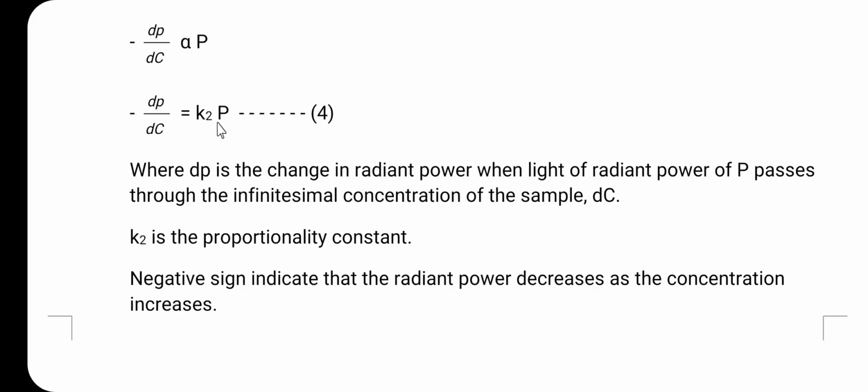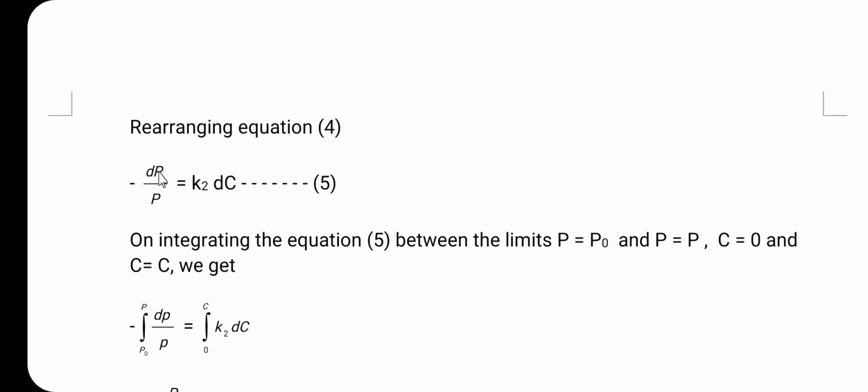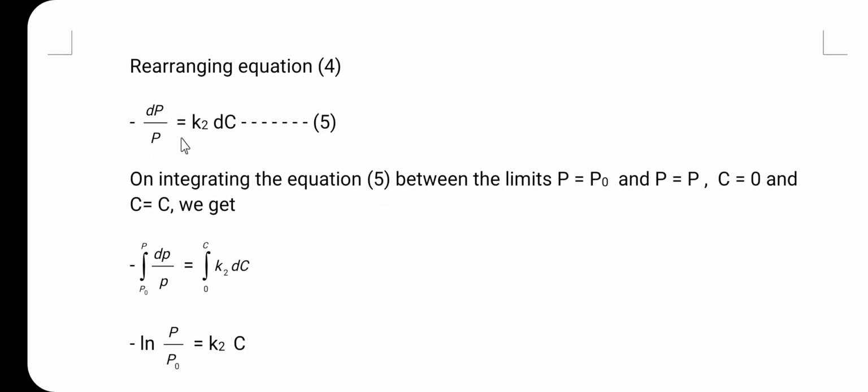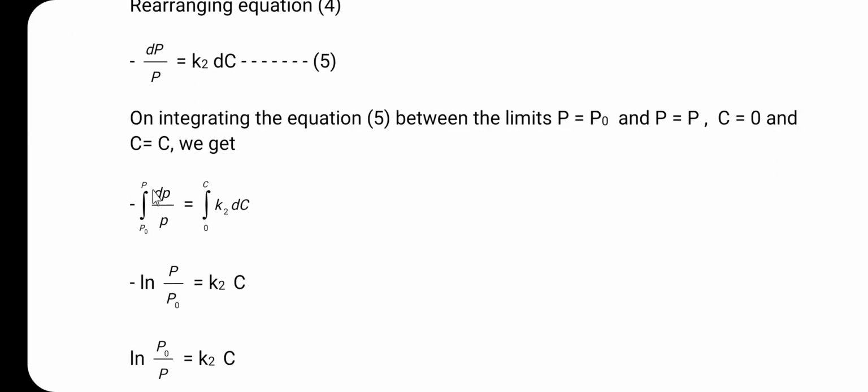Again, we have to integrate equation 4 using the proper limits after rearrangement. So, let us rearrange the equation: minus dP by P is equal to K2 into dC. This is equation number 5. Let us integrate this equation using the proper limits of the radiant power as well as of the concentration. The limits are P is equal to P0 and P is equal to P, and for the concentration, C is equal to 0 and C is equal to C. So, minus integration of dP upon P from the limit P0 to P is equal to integration of K2 into dC from the limit 0 to C.